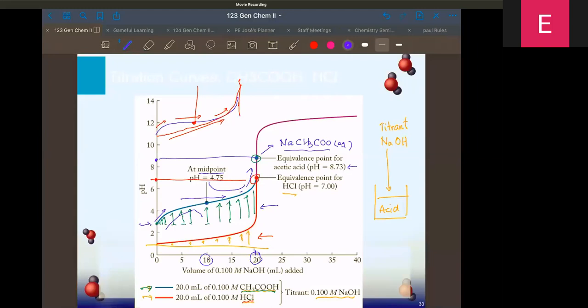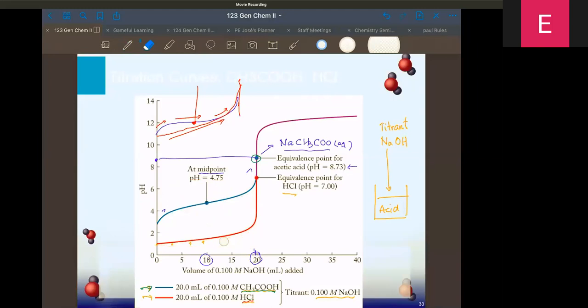This is getting very busy. Let me erase some of these lines. So if you come, let's go this way. You go down to the endpoint to get the volume, then you go half of the volume, and then you go up again to the line, and then you go to the pH scale. At this point, pH is equal to pKa. So at this point here, pH is equal to pKa, and you can read the pKa here.